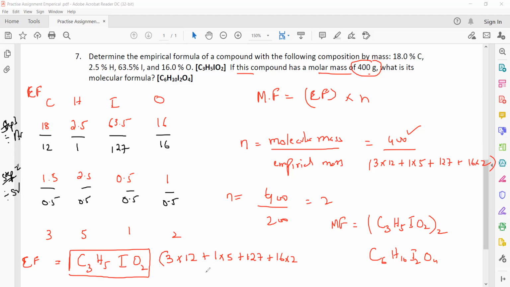So when you add all the masses from the empirical formula, you will get the empirical mass, which is 200. So 400 divided by 200, the value of N is 2. So the empirical formula multiplied by N gives you the molecular formula. Is this question clear? Anyone having a doubt?